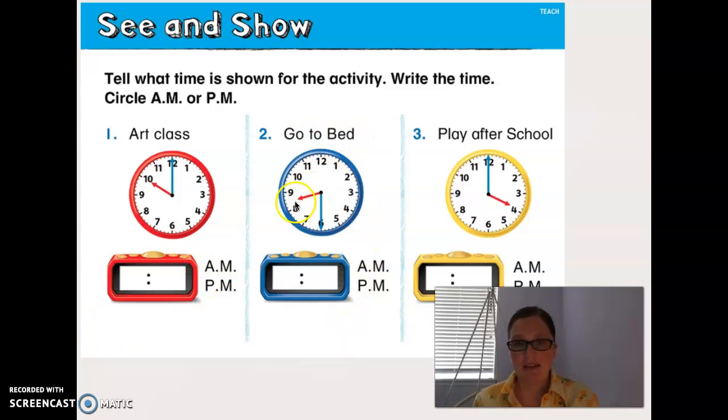Going to bed, which is showing 8:30. Is that going to be 8:30 a.m. or 8:30 p.m.? We don't go to bed in the morning, that's when we're getting up, so this would be 8:30 p.m. And then playing after school at 4 o'clock. Is that going to be 4 o'clock a.m. in the morning? I don't think so. It's going to be 4 o'clock p.m. Okay, so hopefully those make pretty good sense.